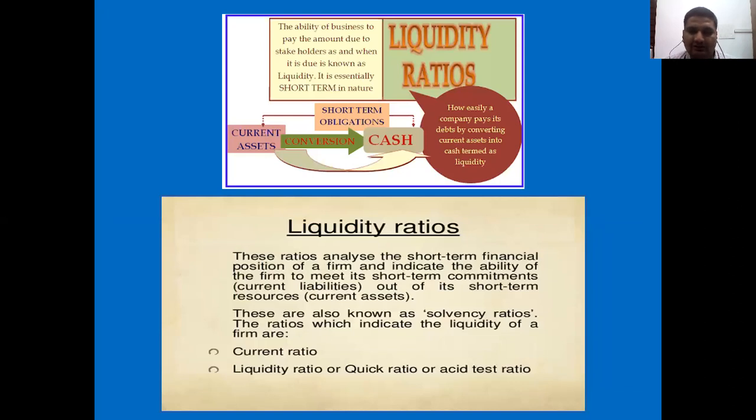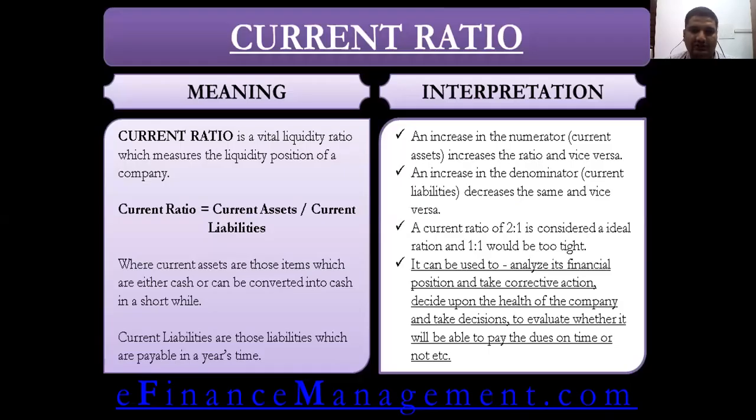So, liquidity ratio. These ratios analyze the short-term financial position of a firm and indicate the ability of the firm to meet its short-term commitments and current liabilities out of short-term resources, as well as current assets. This is also known as the solvency ratio. The ratios which indicate the liquidity of the firm are the current ratio, liquidity ratio or quick ratio, or acid test ratio. So, the current ratio, we can see the meaning here.